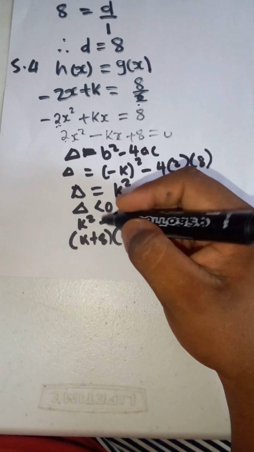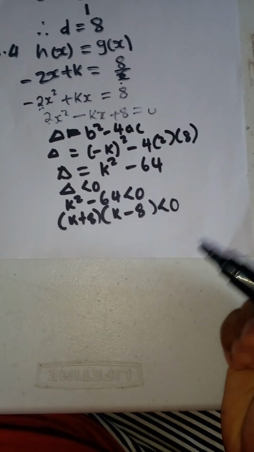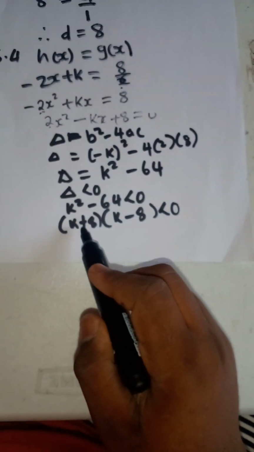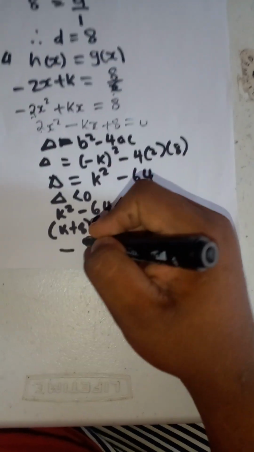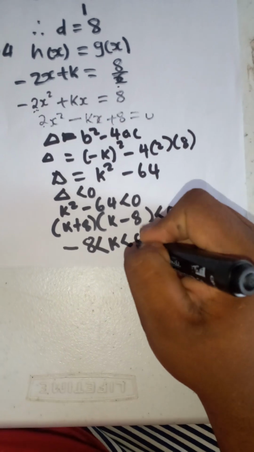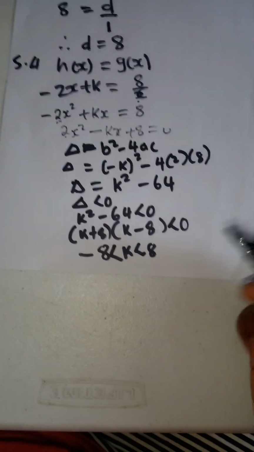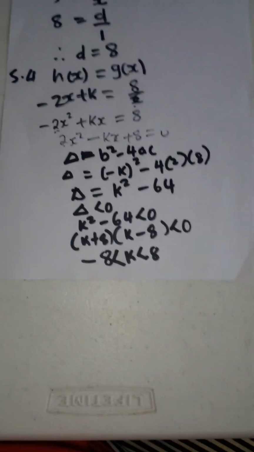Now I'm gonna go straight to the answer, because you know that when it is like this, that is when you're gonna equate everything to 0, right? And then now we know that here k is equals to -8, here k is equals to 8. So this is how we are gonna represent them: -8 less than k less than 8. So k is between -8 and 8. That's how we kill that question now. Okay, so now let's go to the next question and then continue, guys.